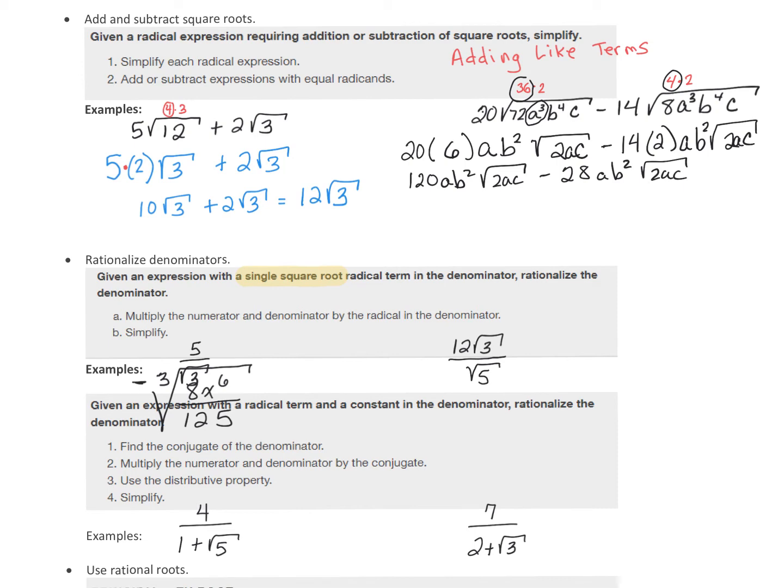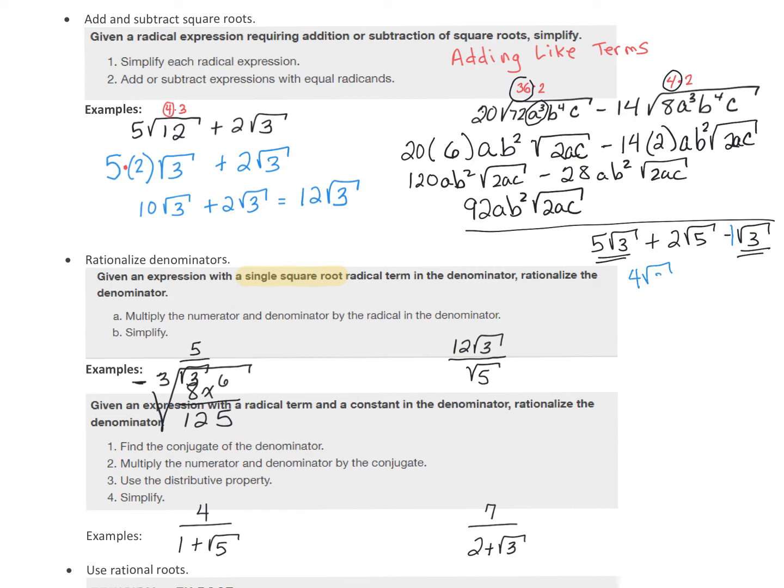And 120 of something minus 28 of something is 92. So I have 92 ab squared square root of 2ac. So keep in mind, another quick example here. If I have something like 5 square roots of 3 plus 2 square roots of 5 minus square root of 3, the only two that are like are these two. So we get 5 minus 1, so we get 4 root 3 plus 2 root 5. I cannot add those two together because they're not like radicals.